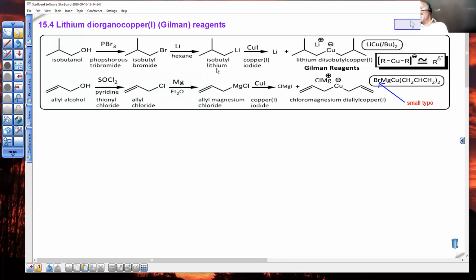You could also react it instead with this copper 1 iodide. Looking back to your first course in chemistry, copper 1 just means copper with a +1 charge, and iodide is an I- ion, so this is copper 1, which is in the old school words, cuprous iodide. We don't hardly use those words anymore. We prefer the more systematic number system. So copper +1 here is going to react with 2 moles of isobutyl lithium.